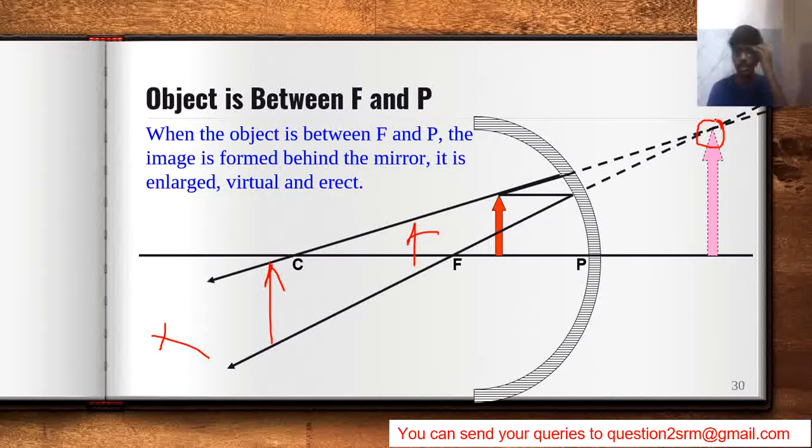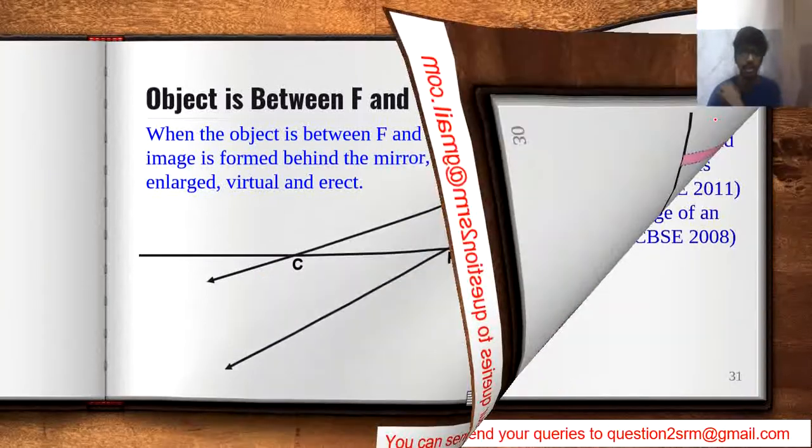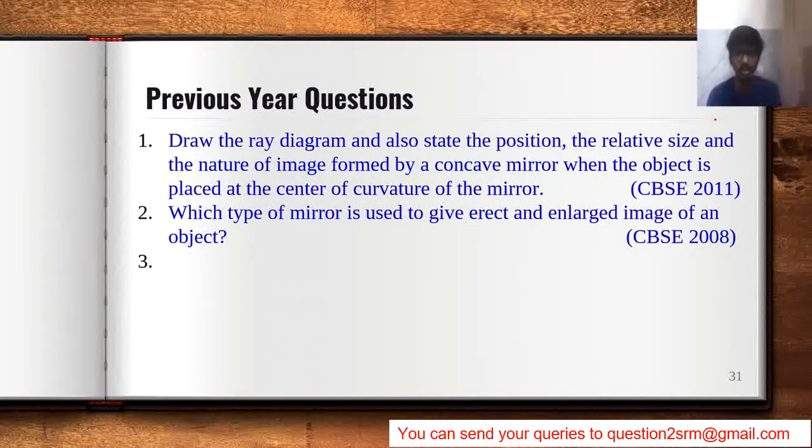Okay, so this is about the image formation in concave mirror. The next lecture is the last topic on reflection. In the next lecture we will discuss the image formation in convex mirror and the mirror formula and some problems. Okay, so these are the questions.